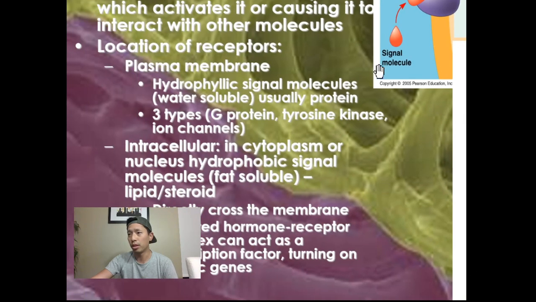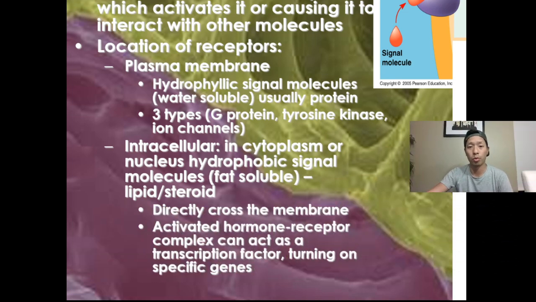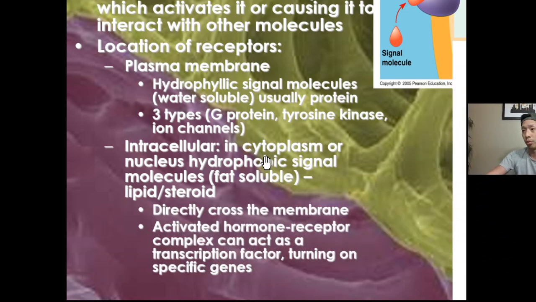Okay, so that's what this whole piece here is really saying, is that in the plasma membrane you have hydrophilic, otherwise known as polar signal molecules that will bind to the receptor, whereas the intracellular ones tend to be hydrophobic, directly crossing the membrane, and they can directly activate some kind of hormone receptor complex that then turns on certain genes.